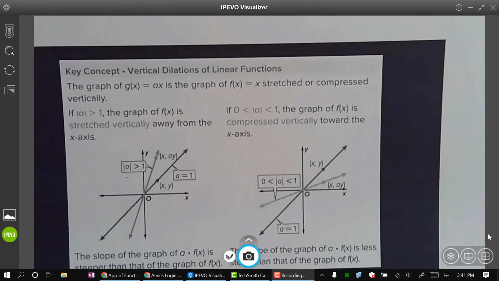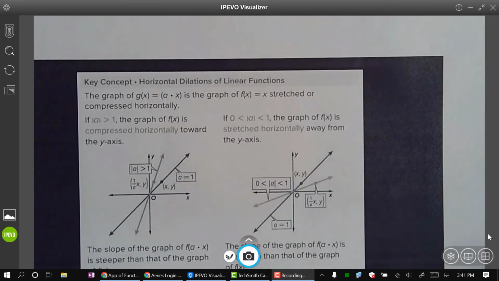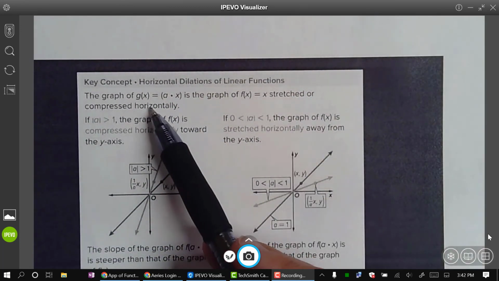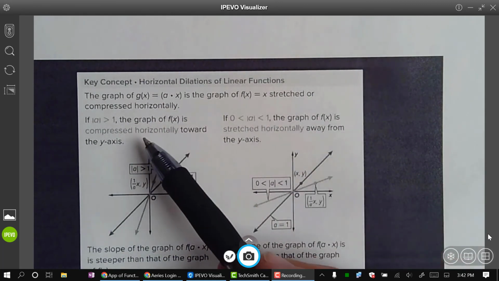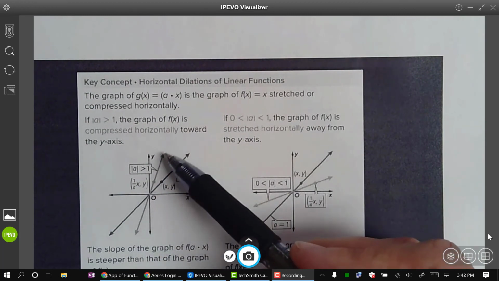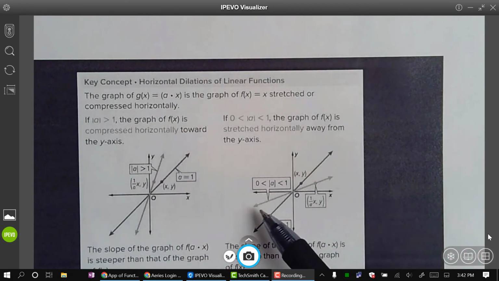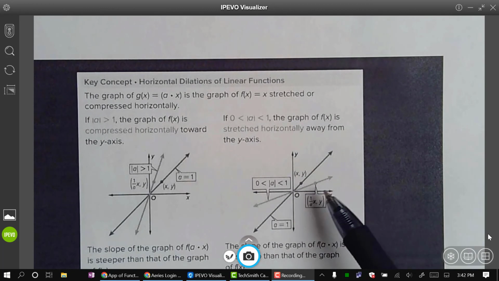So that's vertical. What about horizontal? Similar to vertical, for horizontal we have g of x equals a times x. It's either going to stretch it or compress it. When a is greater than 1, it's going to end up stretching out the graph. When a is between 0 and 1, or a fraction, it's going to end up compressing the graph.